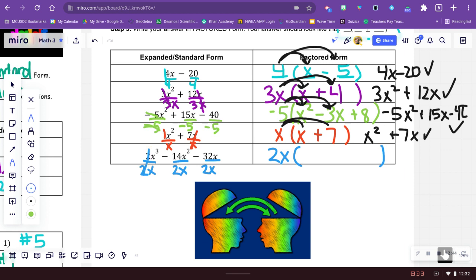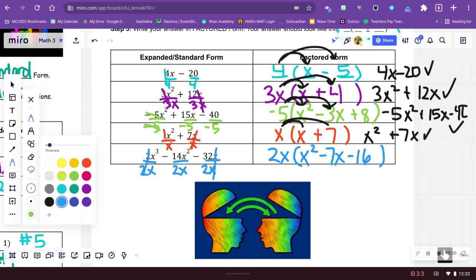First term, 2's cancel. I start with x to the third, but I'm taking an x out, so I'm only going to have x squared left. Next term, -14 divided by 2 is -7. Starting with 2 x's, taking 1 out, leaves me with 1. And last term, -32 divided by 2 is -16. And boom, the x's cancel.